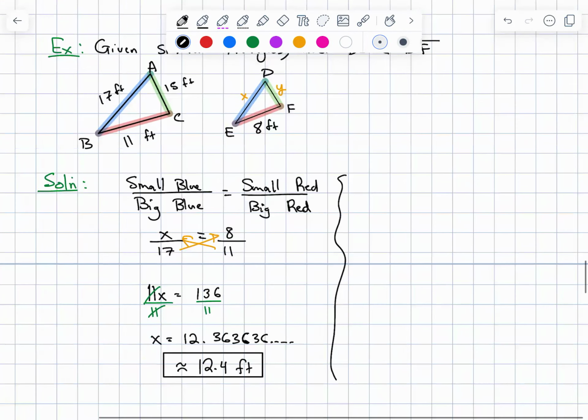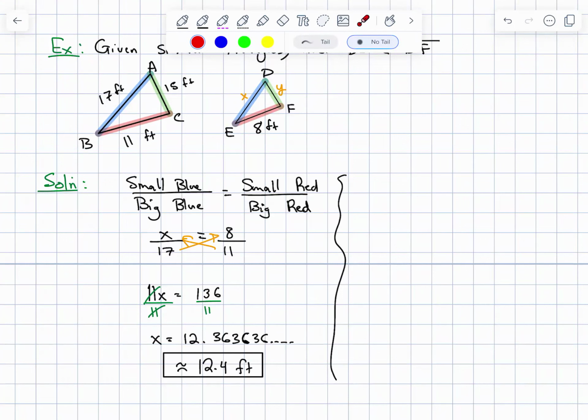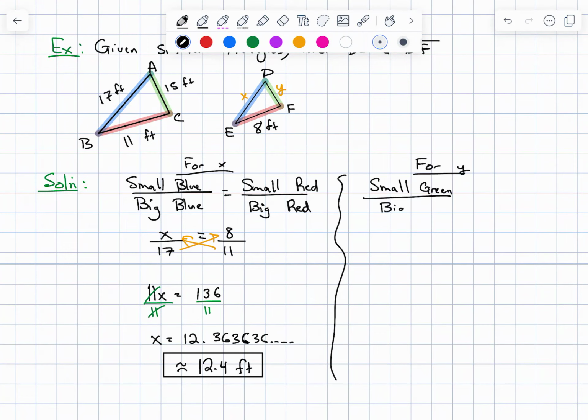So now that I know what X is, now that I know the small blue, to solve for the green, to solve for Y, small green, so 4X, I should have said, for Y, small green divided by big green is equal to. Now I could set it up, now that I know what X is, I could set it up as small red over big red, small blue over big blue.